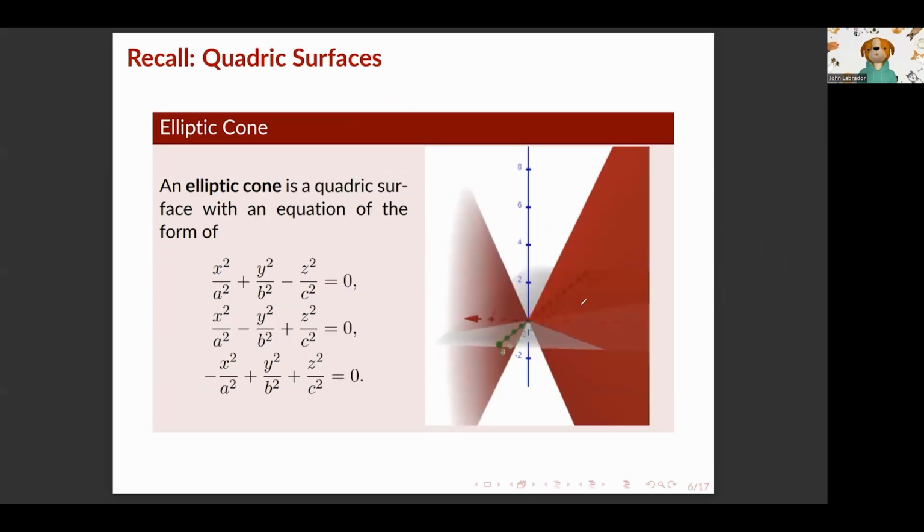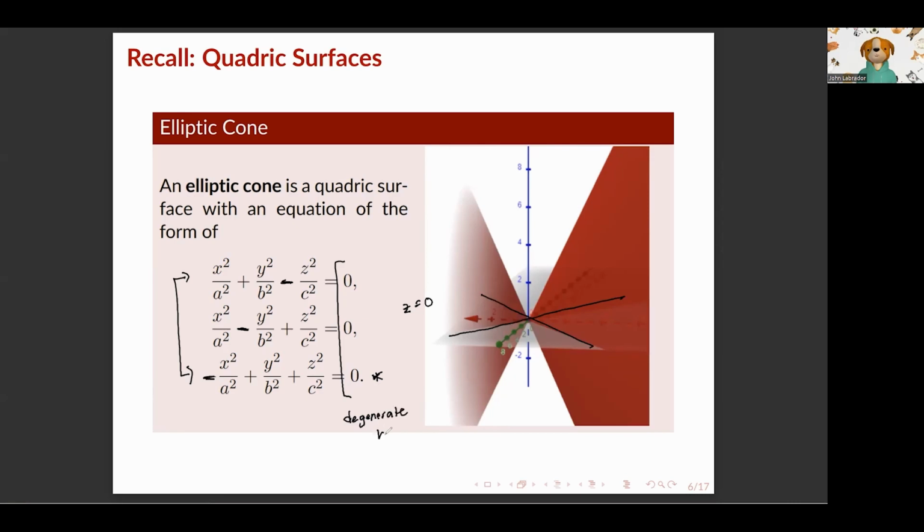Fourth would be the elliptic cone. The elliptic cone has equations in these forms. It is quite similar to the elliptic hyperboloid of one sheet, since it has one negative squared term, but this time the right-hand side of the equation is equal to 0. The graph shown is actually the third equation right here. As you can see, at z equals 0, or the xy plane, there is a pair of intersecting lines. This pair of intersecting lines is actually a degenerate hyperbola.